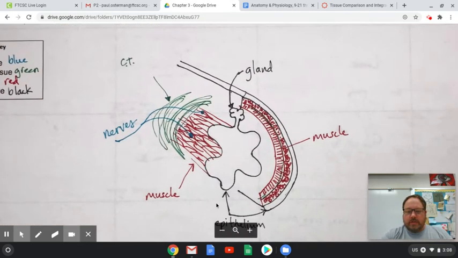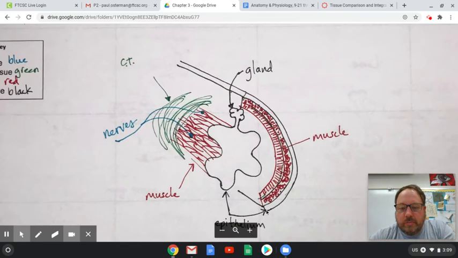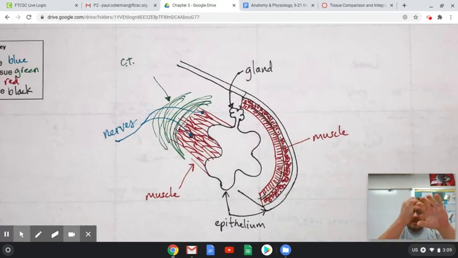Okay. So if we zoom in just a little bit here, what I tried to do is draw epithelial tissue both on the outside of that section of the intestines and then on the inside. And I also included a gland there. Okay. Now, in regard to muscle, it is in multiple layers here. So what that does is when the muscle contracts, it helps the intestines contract, and that pushes materials along.